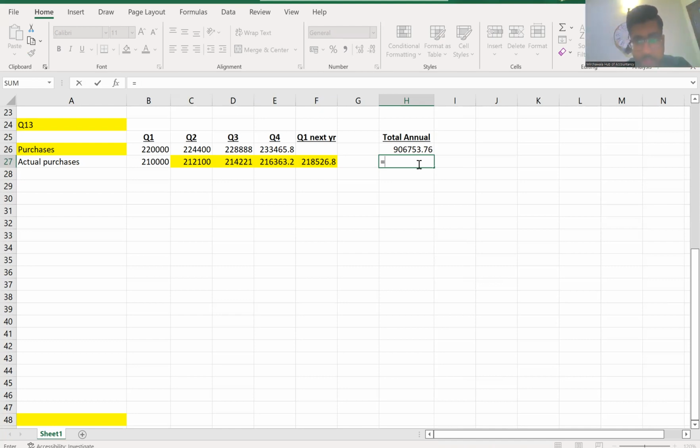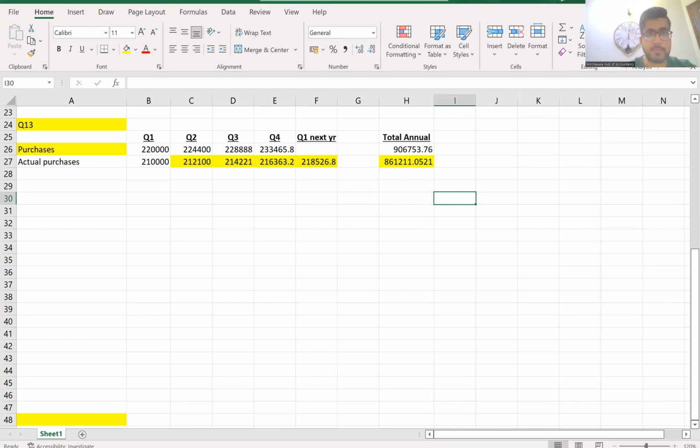Budget is always made for 1 year, and annual means for the whole year. You cannot keep 3 quarters in 1 year. You have to make the next 4 quarters. The total will be the sum of these: 861211. Okay, please copy this.